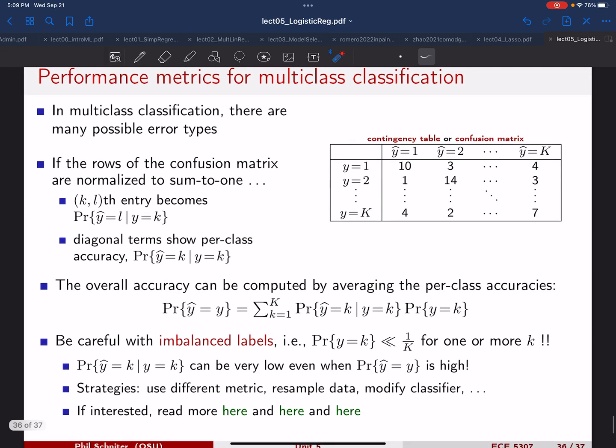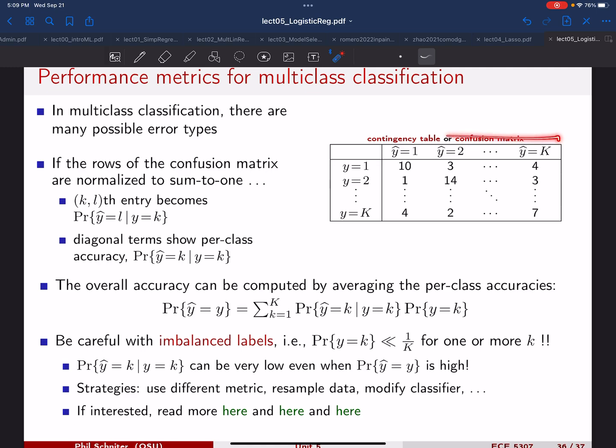Let me just very quickly say that when you move to multi-class classification, you get way more possibilities of what can happen. You have k-squared different possibilities. So people don't focus so much on precision and recall and all that stuff.